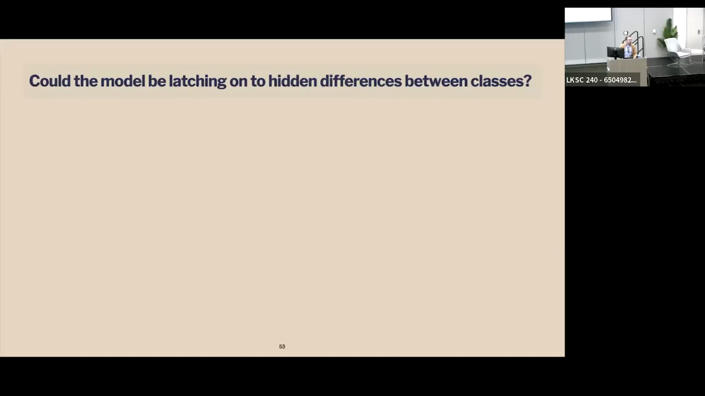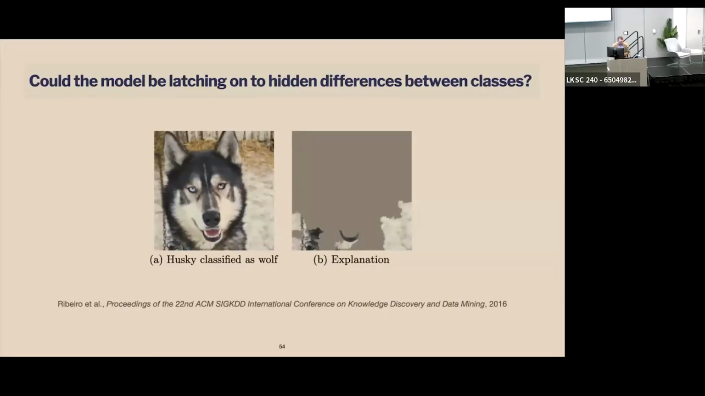Or are we picking up on some sort of hidden differences between the patient groups that come from how we've constructed our data set? This is a common problem in machine learning, right? Is your model latching onto the real thing, or is there some sort of confounding signal that might not be obvious to us, but is going to be what the model latches onto and prevents it from working in real life scenarios? A classic example from the machine learning literature here is a dog versus wolf classifier.